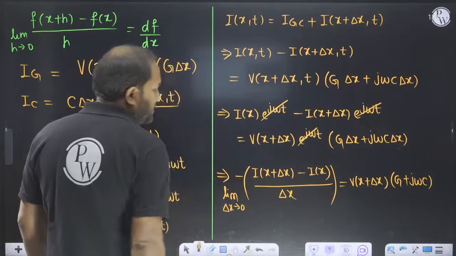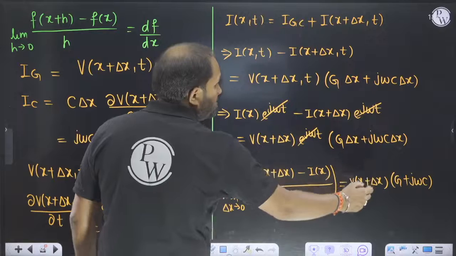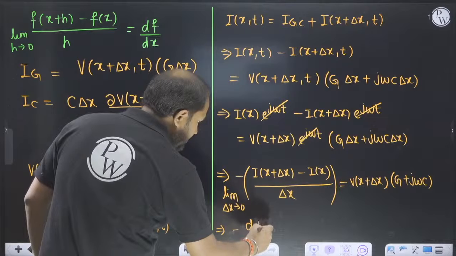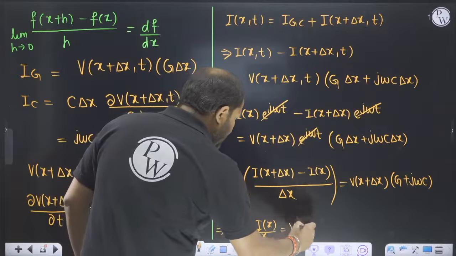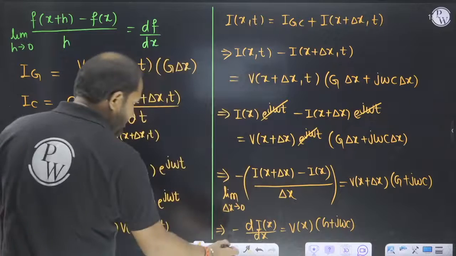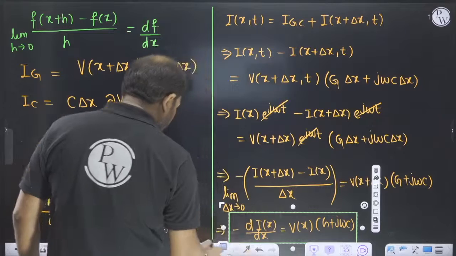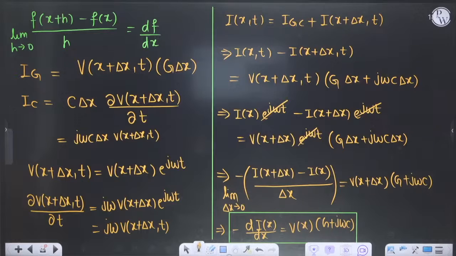What will happen if I apply delta x tends to 0? This one is differential form and this one is Vx. So we have minus dIx upon dx is equal to Vx into G plus j omega C. So this is our voltage, this is our current. So we have derived current, we have derived voltage, everything we have derived.